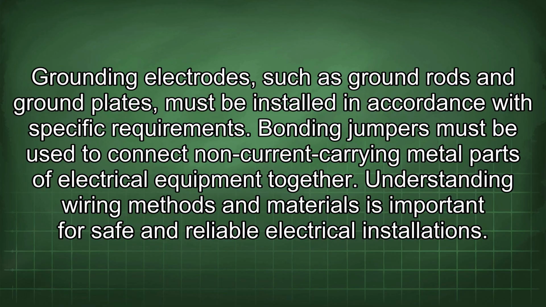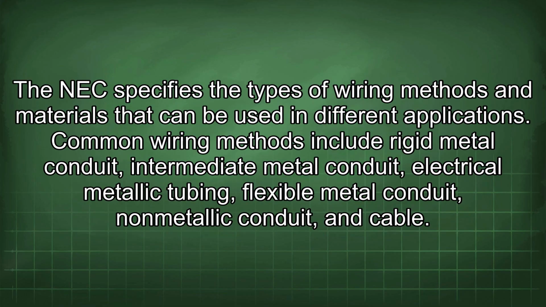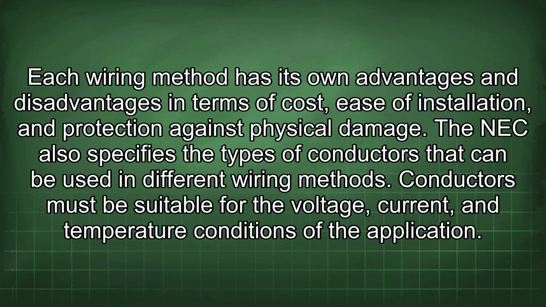Understanding wiring methods and materials is important for safe and reliable electrical installations. The NEC specifies the types of wiring methods and materials that can be used in different applications. Common wiring methods include rigid metal conduit, intermediate metal conduit, electrical metallic tubing, flexible metal conduit, non-metallic conduit, and cable. Each wiring method has its own advantages and disadvantages in terms of cost, ease of installation, and protection against physical damage. The NEC also specifies the types of conductors that can be used in different wiring methods.